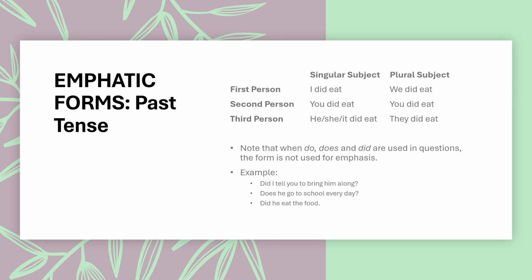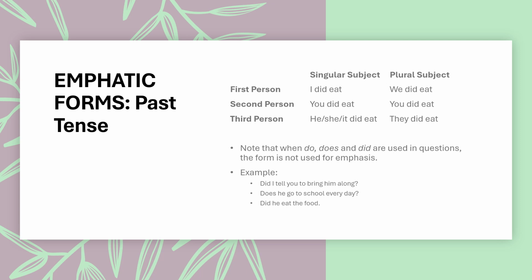Then we have the emphatic form, past tense now. I did it, we did it. You will notice that in this case, even though it is past, what is carrying the past tense is what we call the helping do. Second person, you did it. Then third person, he or she or it did it. So the main verb itself is not changing, but what is changing is actually the emphatic verb.